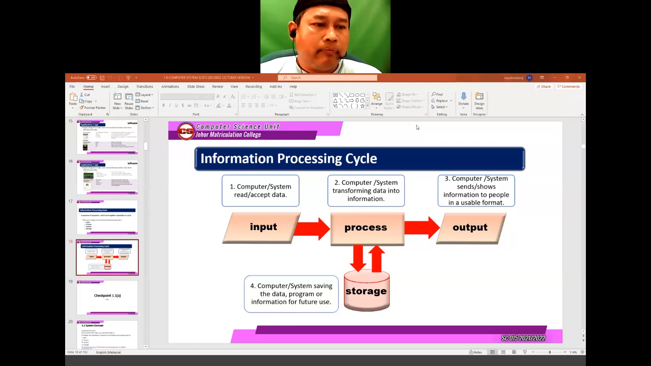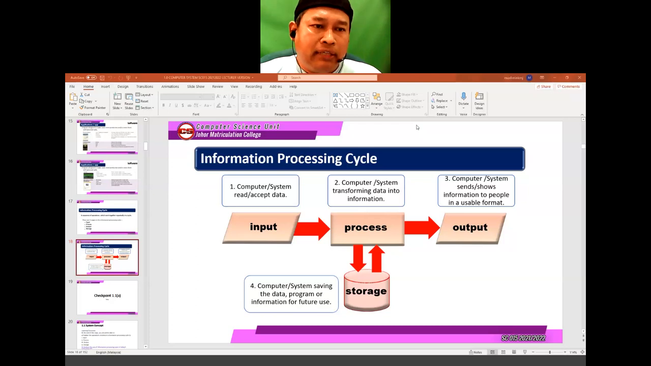Who can answer? Number one is input. So, what is input? You must describe. Input is to read and accept data. Yes. Input is to accept or get the data from the user.